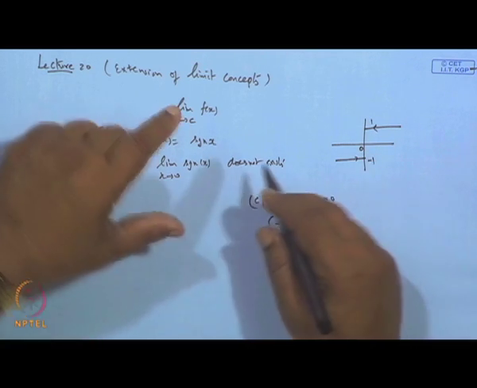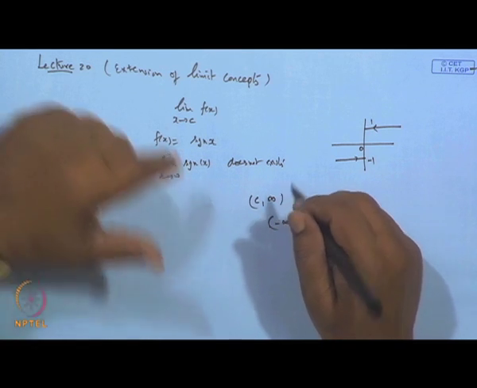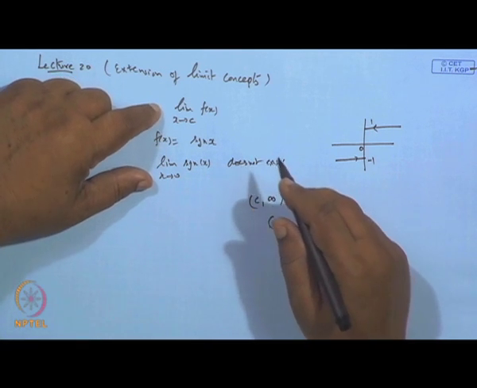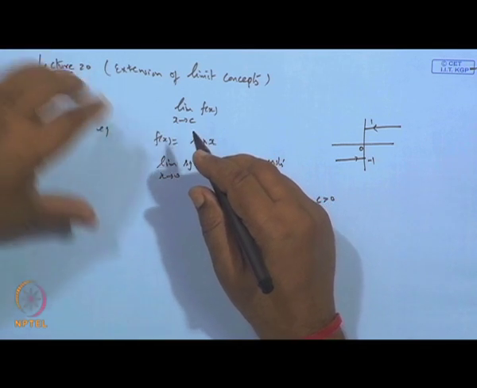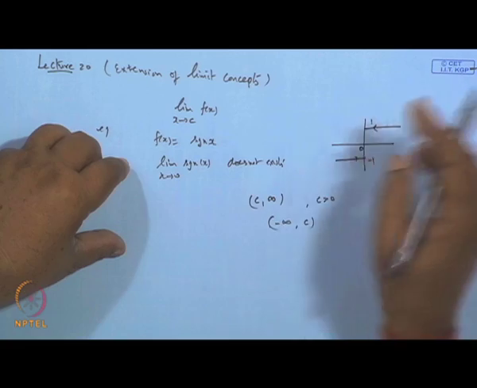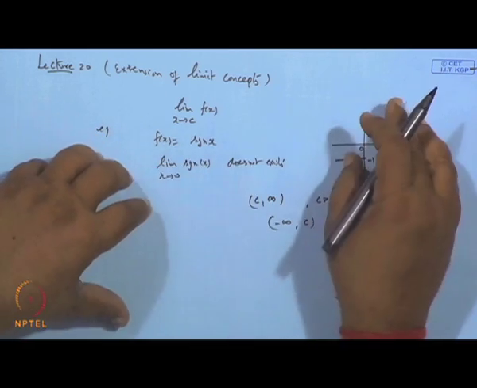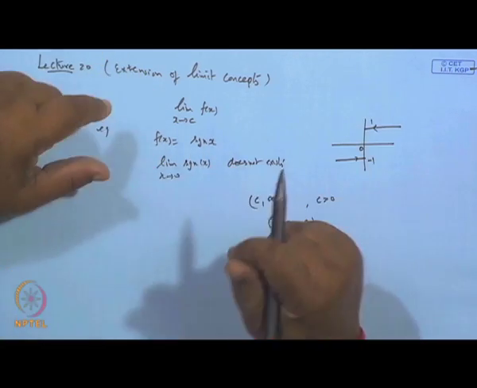Similarly, when you take minus infinity to c, then also the left hand limit exists, is it not? So, in such a case, though the limit does not exist, we can say partially the limit of the function exists when you approach either from the left hand side or from the right hand side. Individually the limit exists and may be different, that is a different matter.